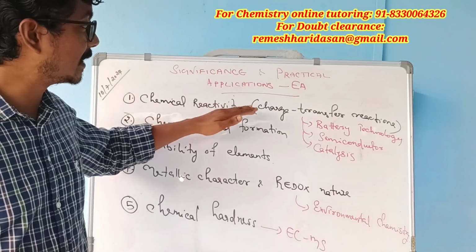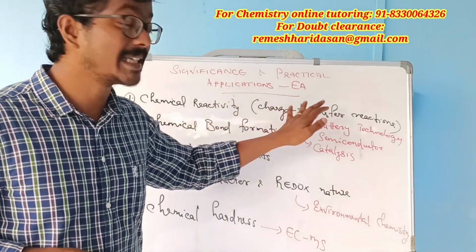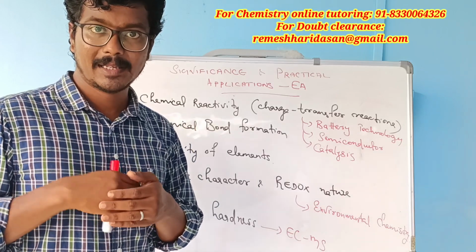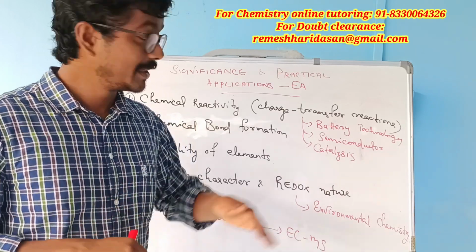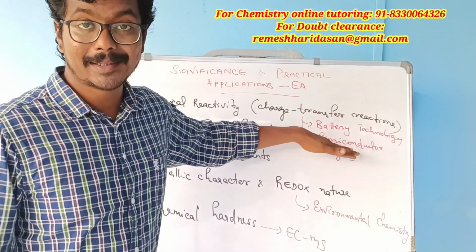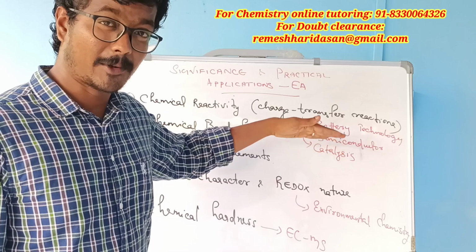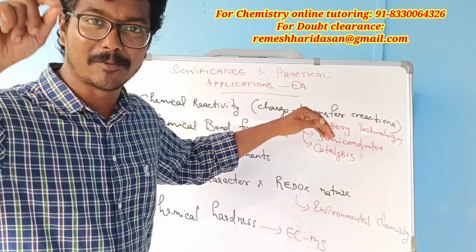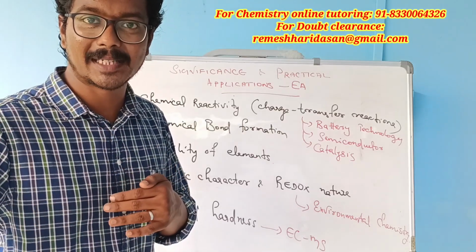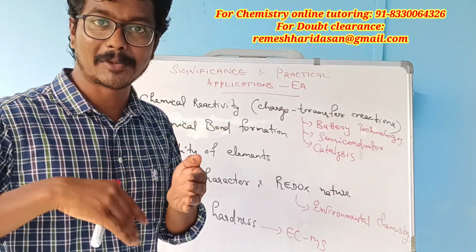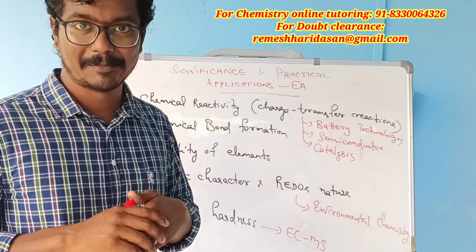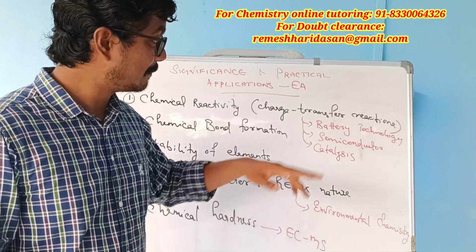So chemical reactivity, in other words, is the concept of charge transfer. Electrons are given, electrons are acquired, removed and taken. This charge transfer reaction is a very important principle in battery technology. For example, in a lithium ion battery, the lithium ions exchange charges: when charging, the electrons are accepted. When discharging, the electrons are given up and the lithium ions are liberated. That is the principle in the lithium ion battery.